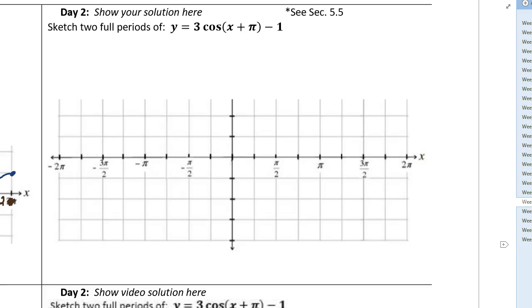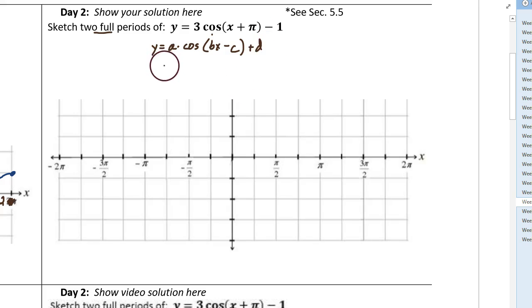Here is the answer for day 2. Sketch 2 periods of this function. This is a cosine function. Now let's consider the general cosine function. Y equals a times the cosine of bx minus c and then plus d.